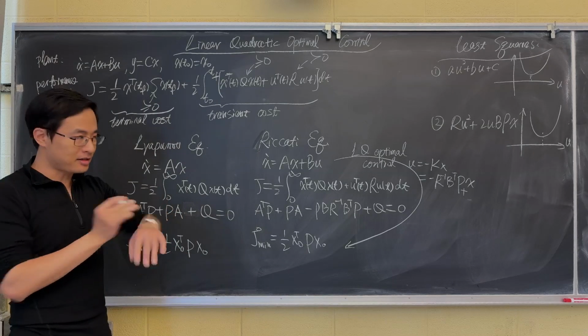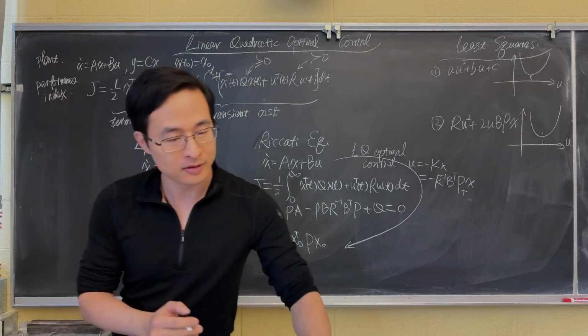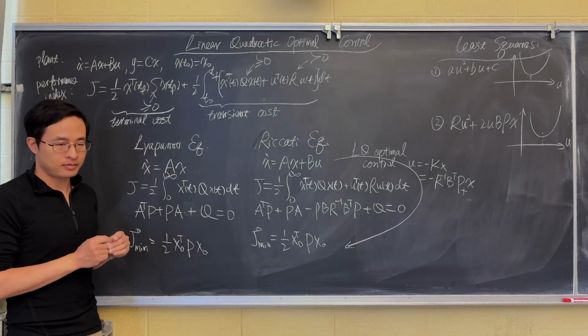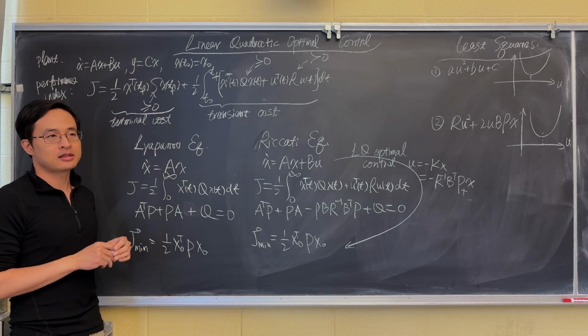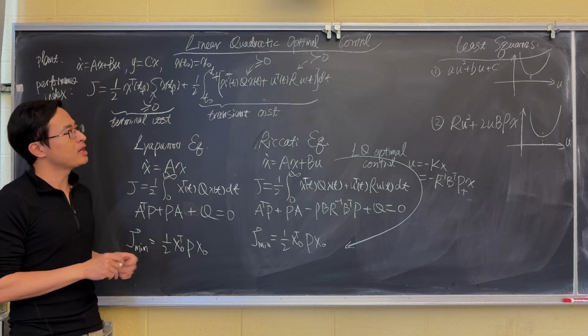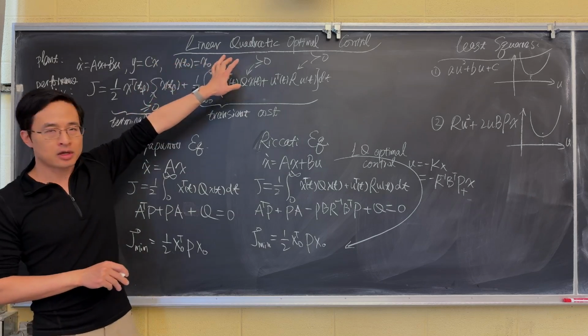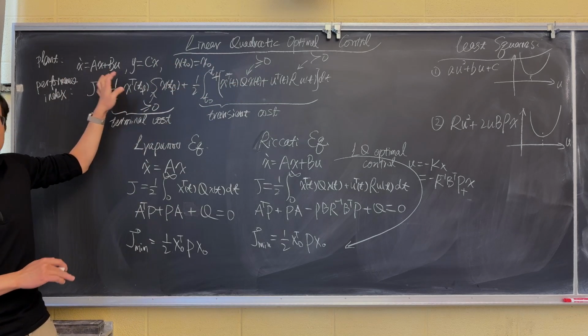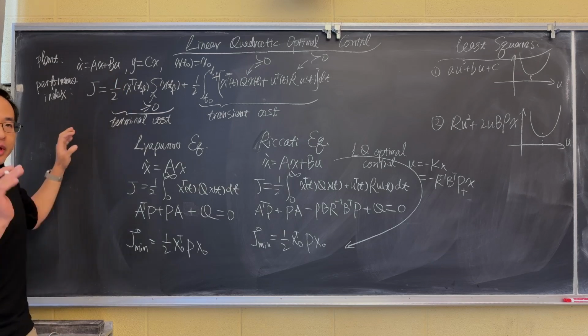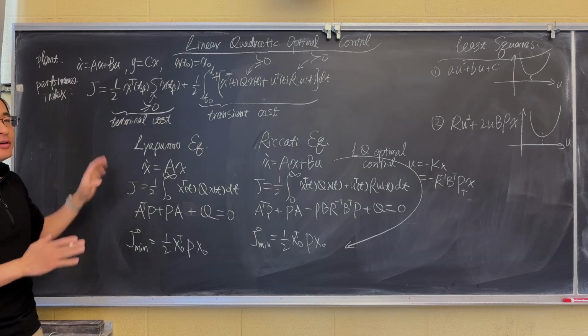Okay, let's get started. Last lecture. The final cumulative experience for ME547 is this linear quadratic optimal control. In linear quadratic optimal control, the general form is like this. Last time we talked about the special form of this problem.